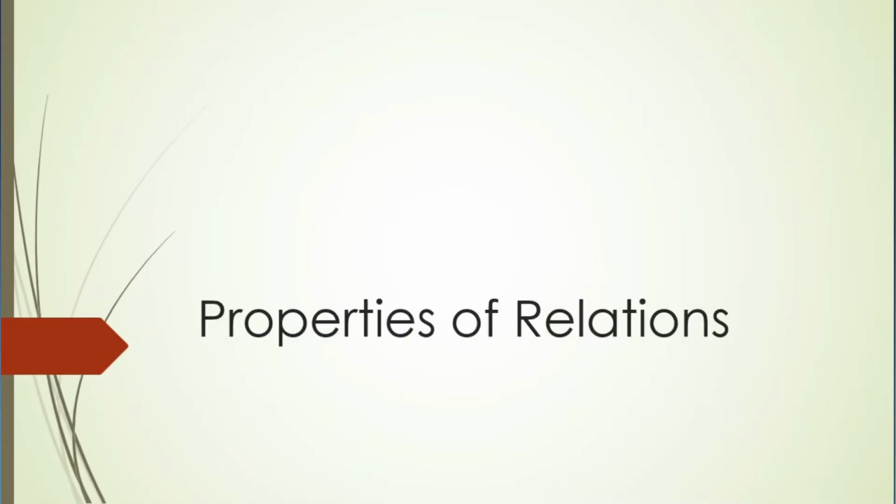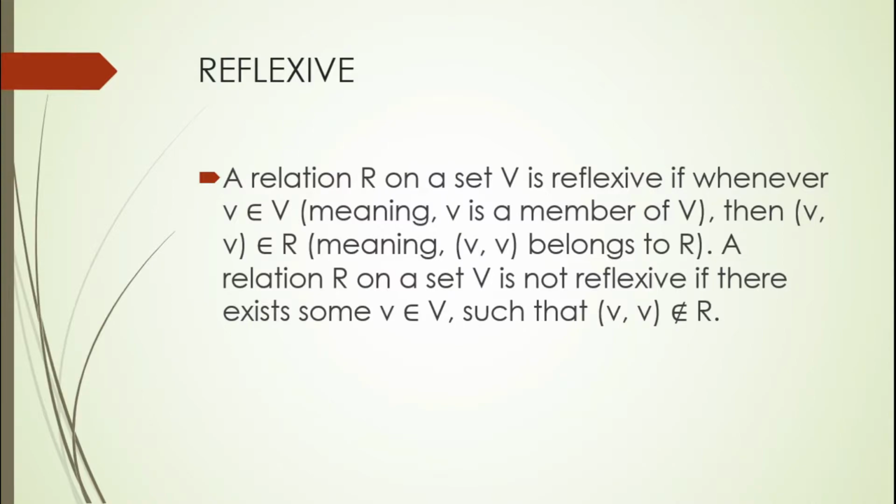For our third topic, properties. Properties of relation. Reflexive. A relation R on a set V is reflexive if whenever small v is an element of large V, then (v, v) is an element of R. A relation R on a set V is not reflexive if there exists some small v that is an element of large V such that (v, v) is not an element of R.